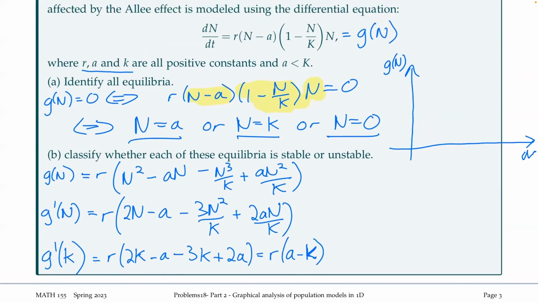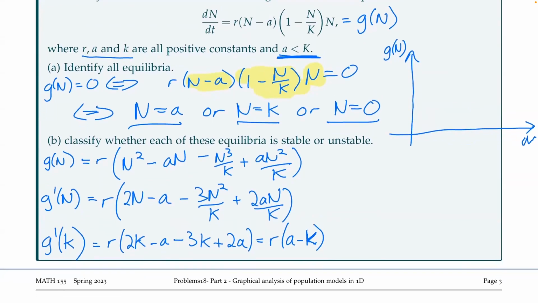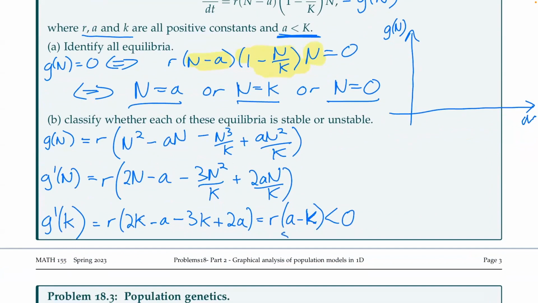Now, we're told up here that a is less than k. So since a is less than k, this is going to be negative. So this equilibrium is stable.